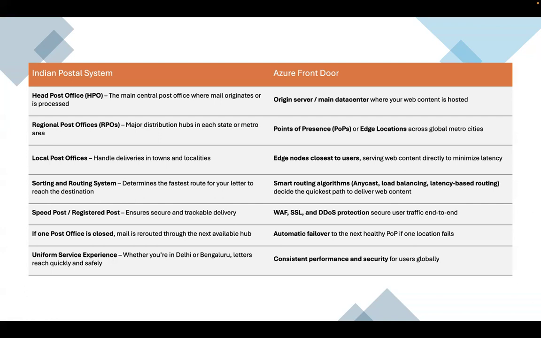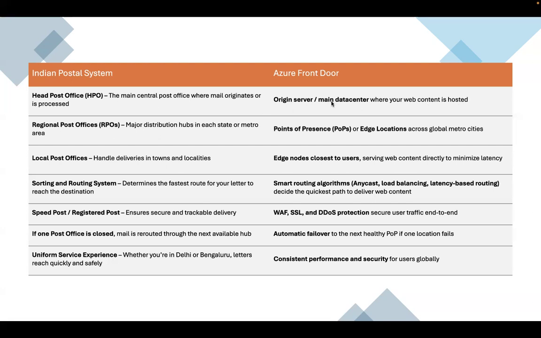So that is kind of, you can take that as a cache. So the first time he may not know, but over a period of time, he comes to know, okay, this person is there. So that is kind of a cache. So here, head post office, the main central office, you can take as origin server or main data center where your web content is hosted.